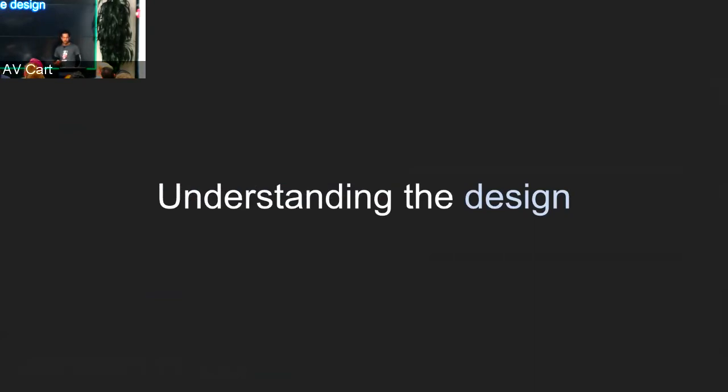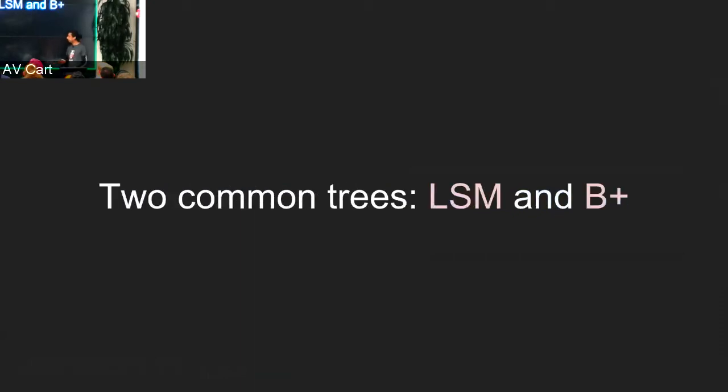Now that I've shown that Badger is faster, let's dig into its design to understand why it is faster. There are two popular kinds of trees used to build key value databases, LSM trees and B+ trees. I'll explain them briefly.